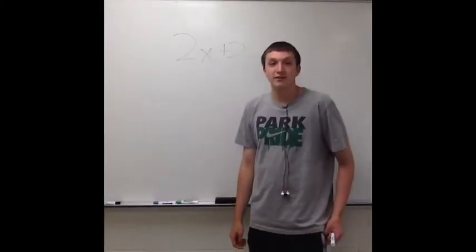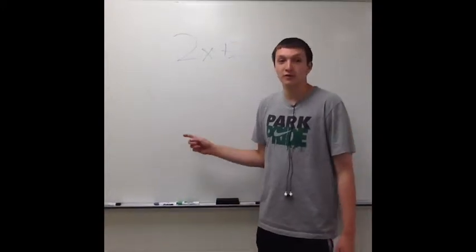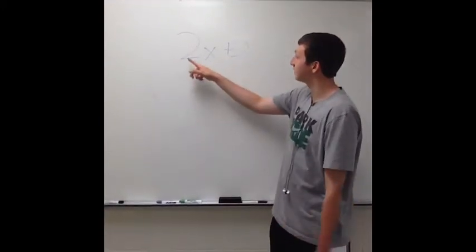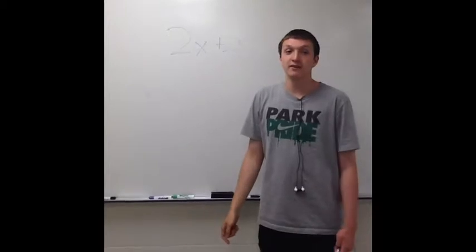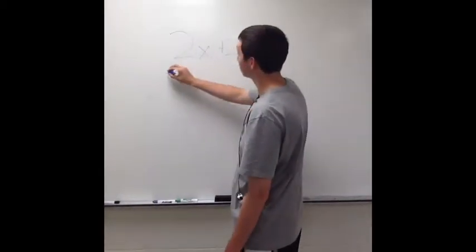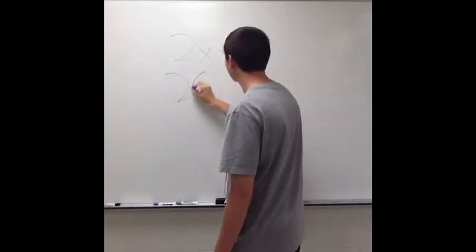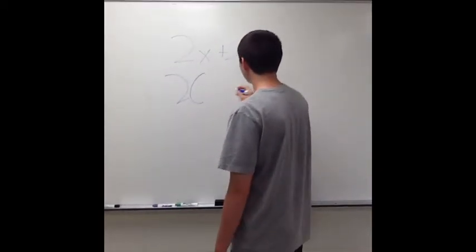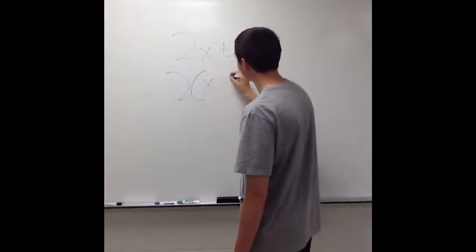Chris? When you are factoring, you always want to remove the greatest common factor, and it's easy to see that 2 is the greatest common factor for both terms in the binomial. So you put your greatest common factor outside the parentheses, and you're going to leave whatever is left inside.